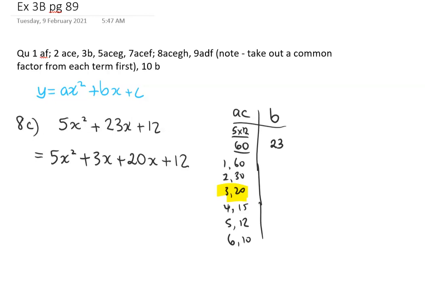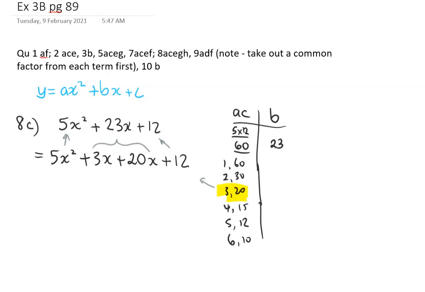First of all, let's just quickly recap. Where did those numbers come from? Well, 3x plus 20x is 23x. And notice the other two terms have not changed. So that's all I've done. And where did the 3 and the 20 come from? They've come from the factors of 60, 5 times 12, that add to give 23.